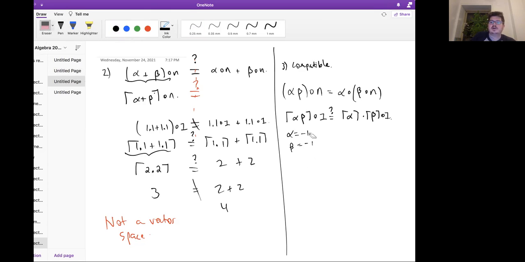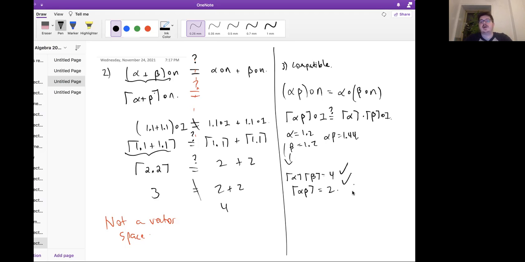Okay, let's try that one. 1.2, 1.2. What's 1.2 times 1.2? 1.44. Okay, alpha beta is 1.44. So these respectively round up to 2 and 2, so the product of the ceilings is 4, and then alpha beta rounds up to 2. Good. So it's not compatible.